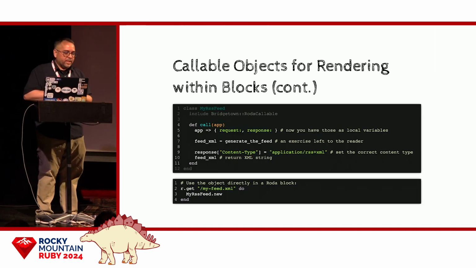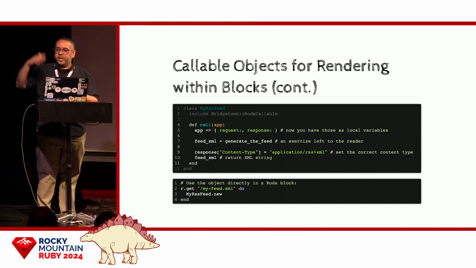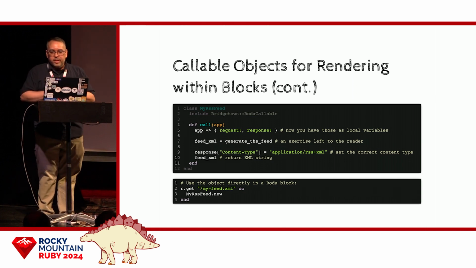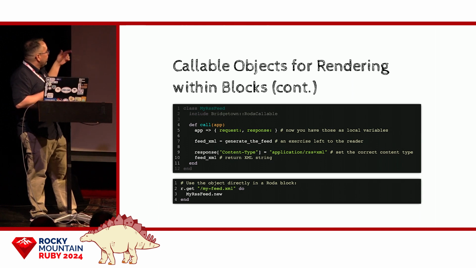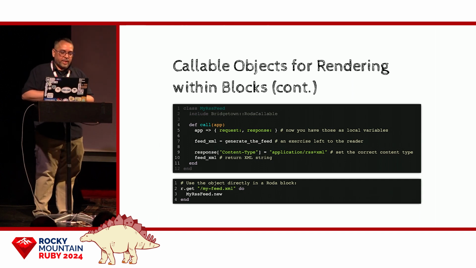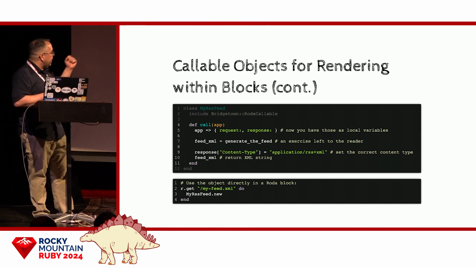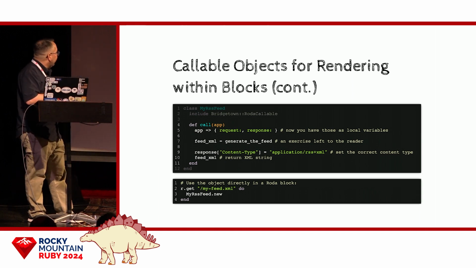So here you have this class, MyRSSFeed. This is how can I create an RSS feed, right, in an easy way for, let's say, your website. So to keep it in that context. You create this class called MyRSSFeed. You include Bridgetown Roda callable, which is a module they make available. And then you define this def call method. It has the app object available. And then you can access request, response, and many other things within the Rack framework and Roda.